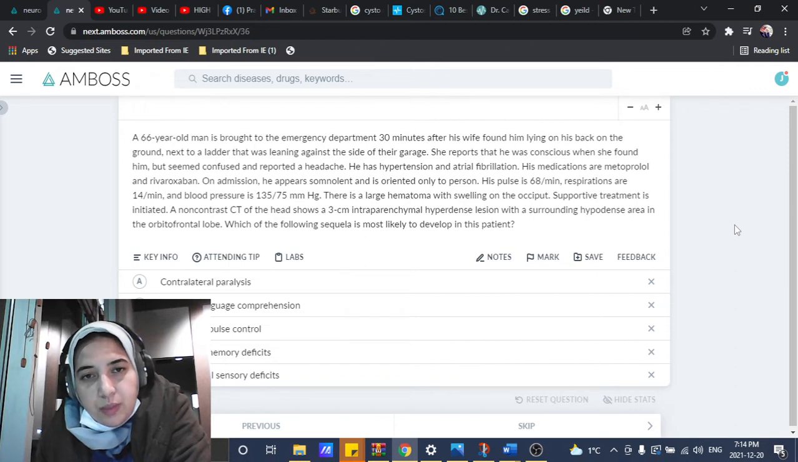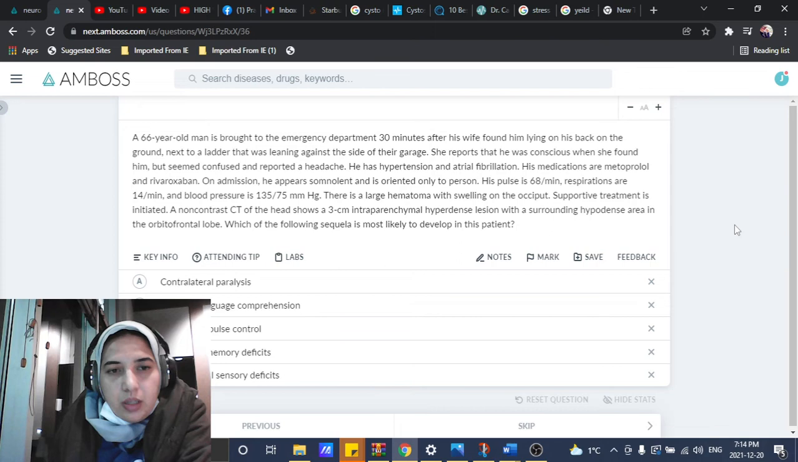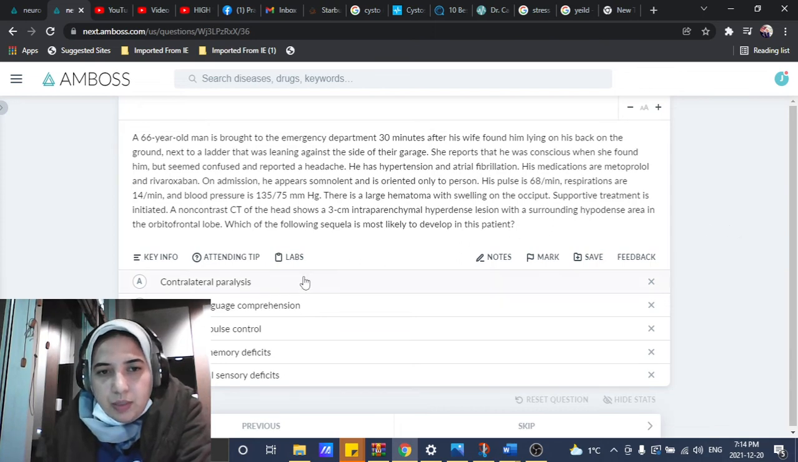Okay, so he has bleeding in his brain, and they're asking what is a possible complication of that. A possible complication of bleeding in the brain is due to calcium reaching the brain and causing vasoconstriction, which can cause a stroke. So I'm going to go with contralateral paralysis as my answer.